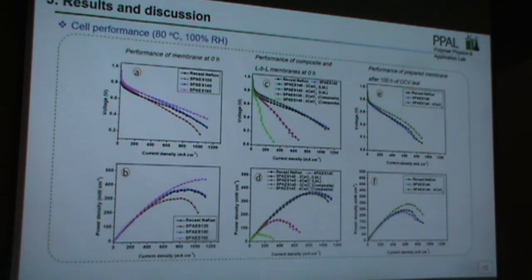And the last one is the performance of the membrane after I treated it for 100 hours by the OCV test. Before treatment, all of the membranes show quite similar behavior. However, after 100 hours of treatment, the membrane containing 4% of the cerium oxide has a high power density. So from that result, it can confirm the good chemical stability of the layer by layer membrane.